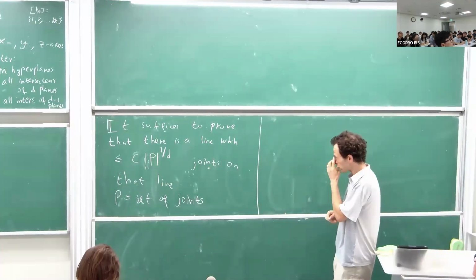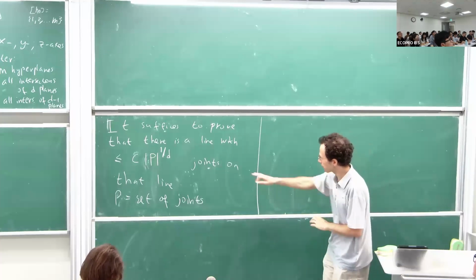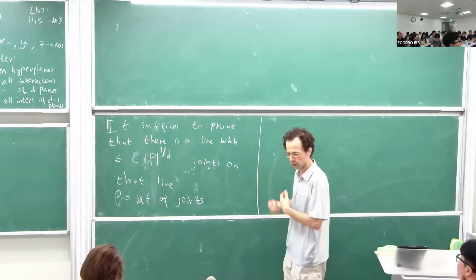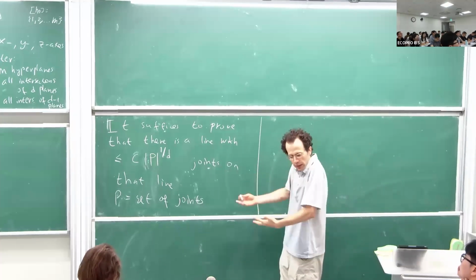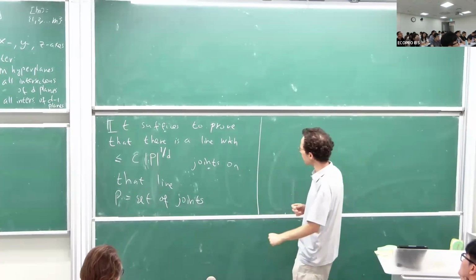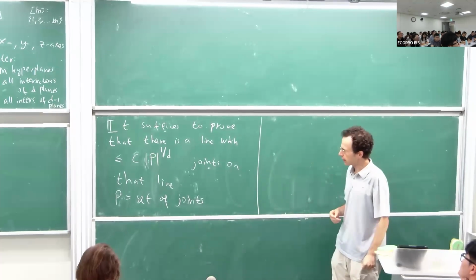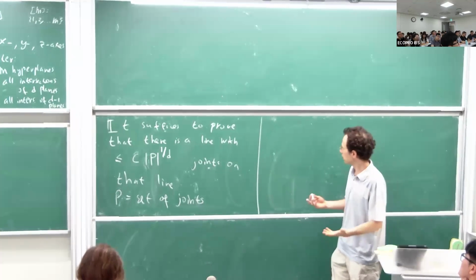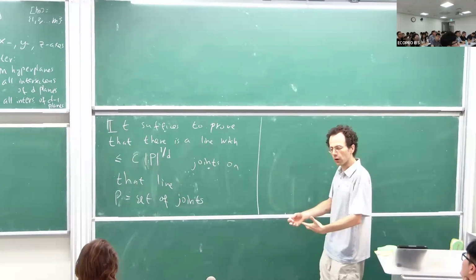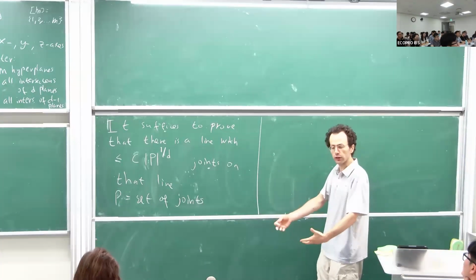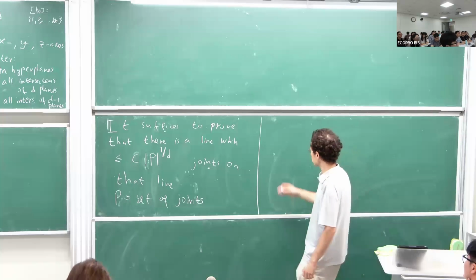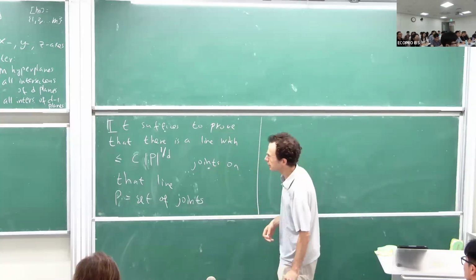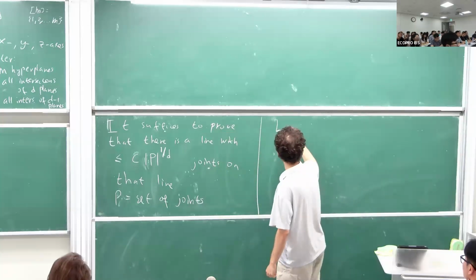So what do I do if I cannot find such a thing? Well, let's go for contradiction. Suppose I cannot find such a line. The idea is kind of weird: I'm going to find a polynomial vanishing at all the joints. Since this is something we're going to be doing quite a lot, let me write this as a lemma.